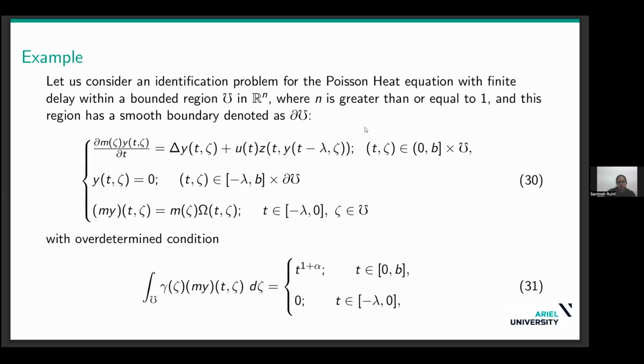So here I have considered as an example an identification problem for the Poisson heat equation with finite delay within the bounded domain region Omega in R^n, where n is greater than or equal to 1, and this region has a smooth boundary which is denoted as del Omega. So we have the following identification problem. Here this M may not be invertible, and this delta is the Laplacian operator. U is the unknown function that we have to find out. This is the boundary condition, and this is the initial history valued function. And this is the overdetermined condition, or the additional condition that we have to use to find out this unknown parameter u along with this y.